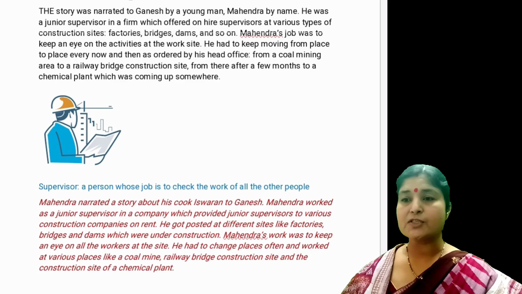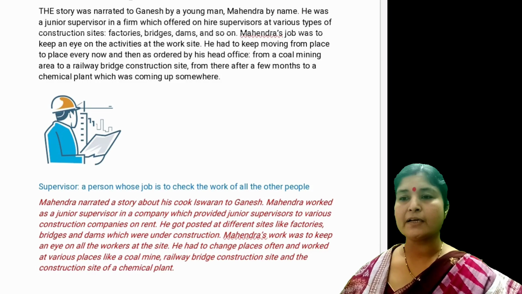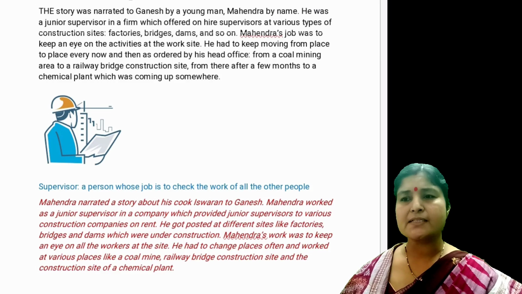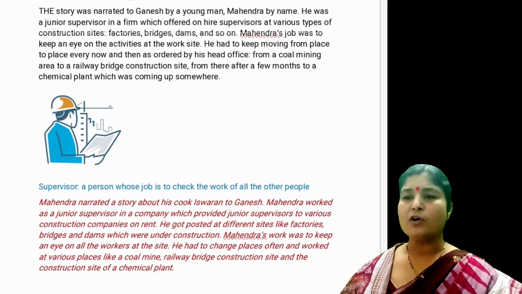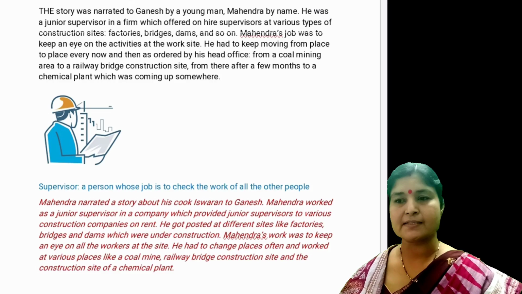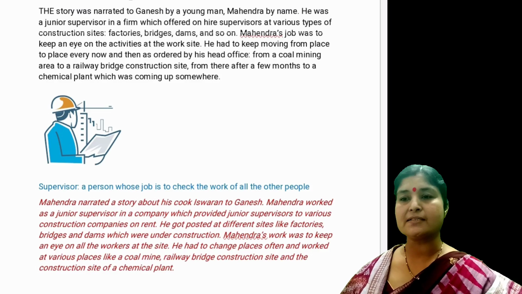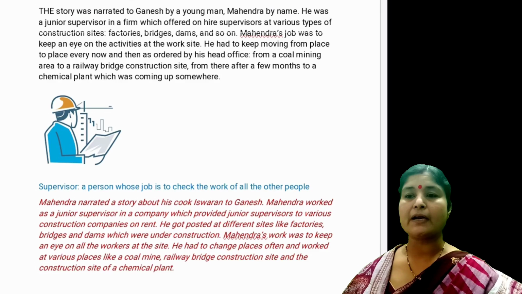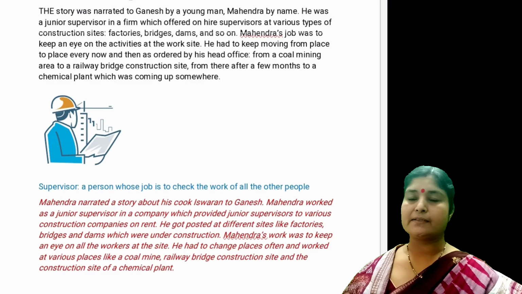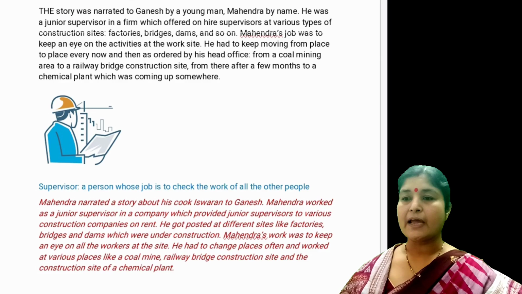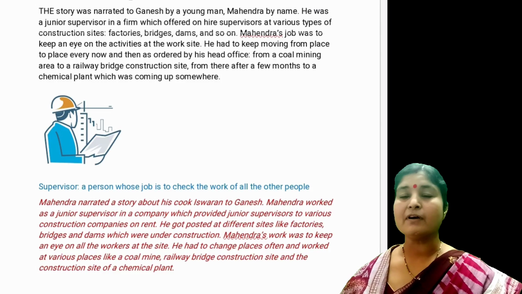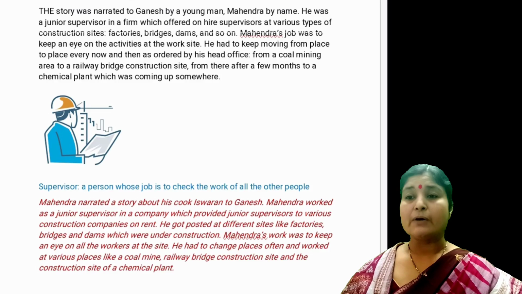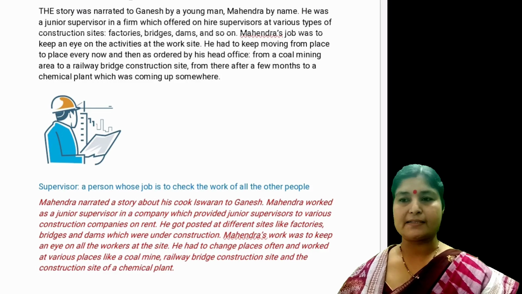Mahendra worked as a junior supervisor in a company which provided junior supervisors to various construction companies on rent. He got posted at different sites like factories, bridges and dams which were under construction. Mahendra's work was to keep an eye on all the workers at the site. He had to change places often and worked at various places like a coal mine, railway bridge construction site and the construction site of a chemical plant. So this is about your first paragraph. So here we know about Mahendra and another person, that is Ganesh.